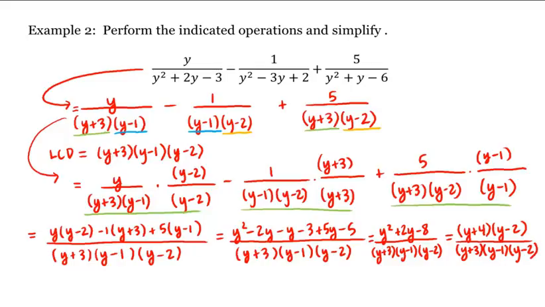And now look, these y minus 2's can cancel, and we're assuming here, of course, that y cannot equal 2, which leaves us with our answer of y plus 4 divided by y plus 3 times y minus 1. And this is how we add and subtract rational expressions.